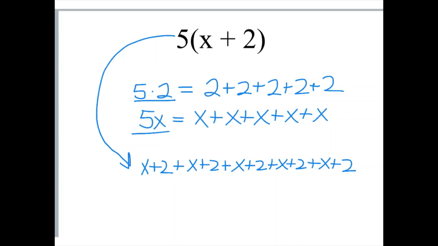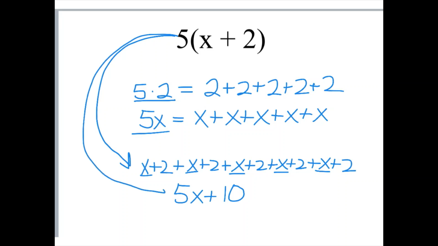Let's put this together real fast. We know our like terms, so we have all our x's, 1, 2, 3, 4, 5 x's, and then 2 plus 2 plus 2 plus 2 plus 2 is 10. And so this then also becomes this. And that's what we're going to do. We're going to teach you how to go from with parentheses to without parentheses in this video.